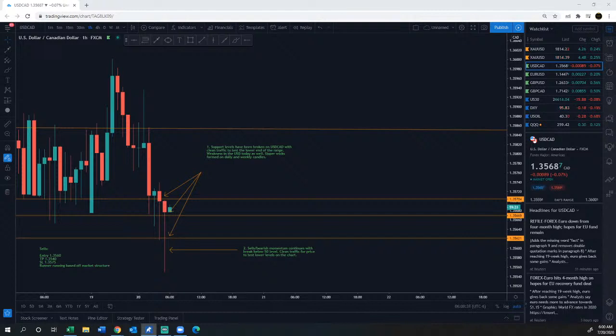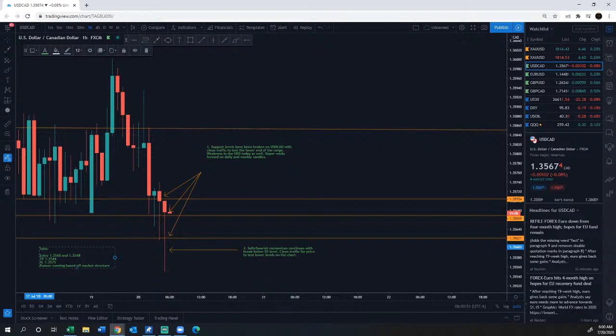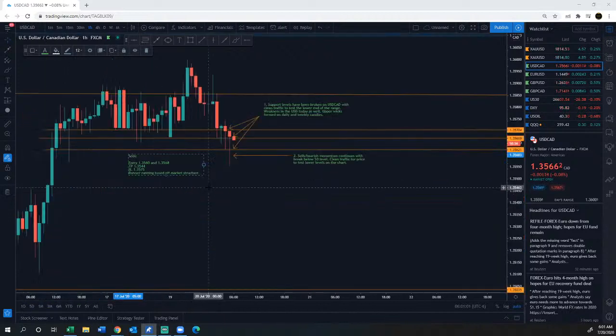Right now my TP is actually 130. I'm gonna adjust this: entry 135.60 and 135.68, TP is going to be 135.44, stop loss still the same, and the runner runs based off market structure. Get my 20 pips, be out, let the runner run, right? That's what we want to do here. So yeah, we'll let this play out, let it do its thing.